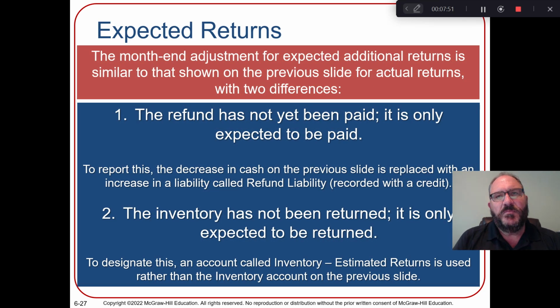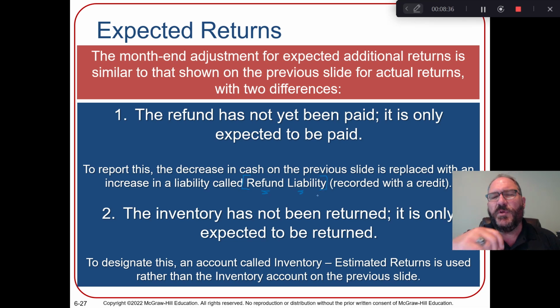All right. Now, sometimes at the end of the month, expected returns. What they're saying with expected returns, there's a month-end adjustment for expected returns. So what they're getting at is that some companies, they know if we sell 1,000 items, there's a certain amount of them we can expect to be returned. It's just, we've seen it historically over time. Okay, so what they do here, the refund has not yet been paid. It's only expected to be repaid. So notice it says here, the decrease in cash on the previous slide is increased with a liability called refund liability. So this is where they believe they're going to have it.